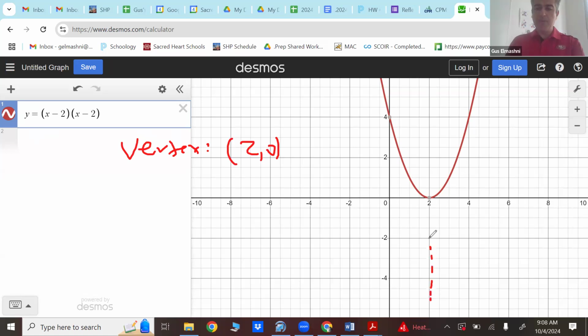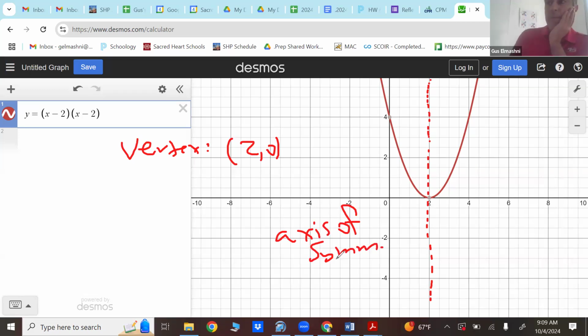An axis of symmetry is a line that goes right through the middle. It's not an asymptote, by the way, just the axis of symmetry. What equation would that be? It's a vertical line. How would I write the equation of that dashed red line? Perfect. Thank you. x equals 2. And it cuts in half, as it should.